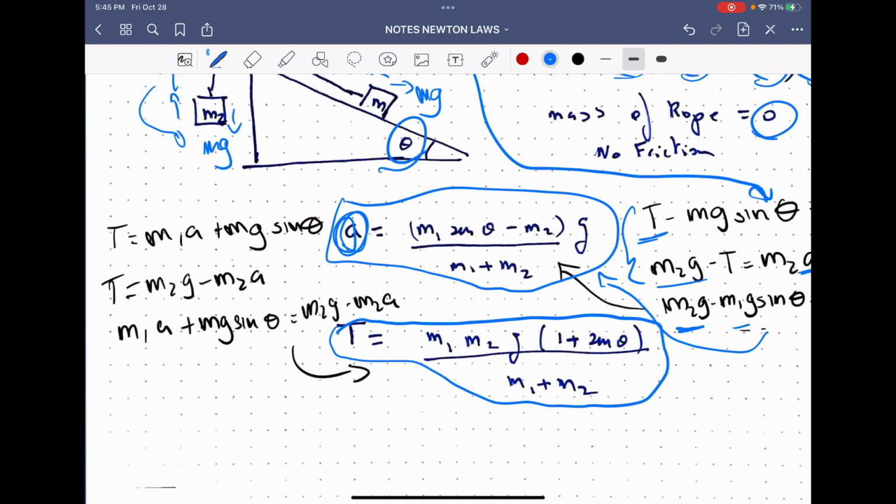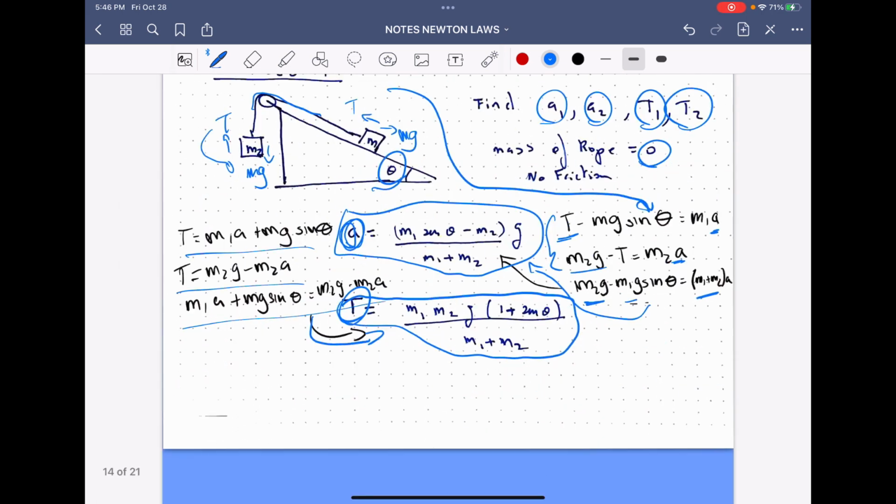For T, it's basically the same thing. We get T equals m1a plus m1g sine of theta. T is also equal to m2g minus m2a. That's for the second equation, and that's for the first one. And then combining these two equations, we're able to arrive at these equations to solve for T.